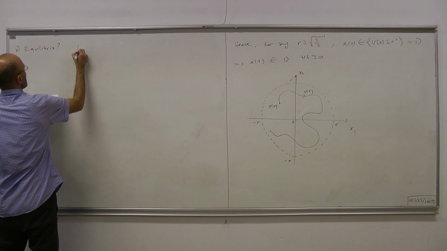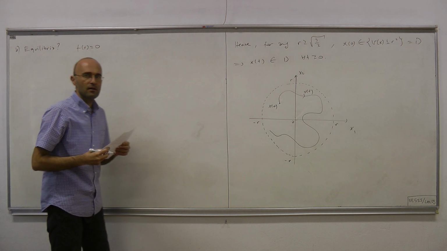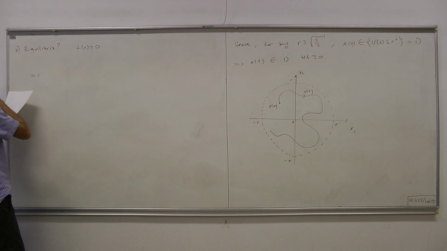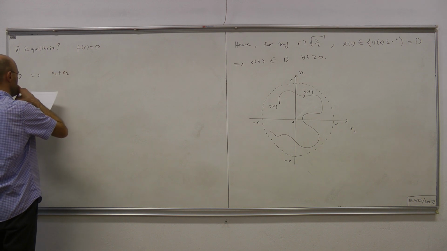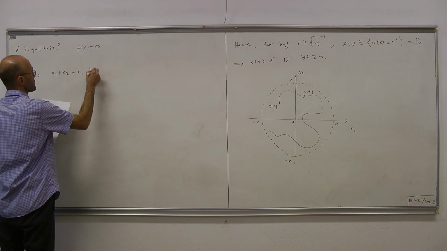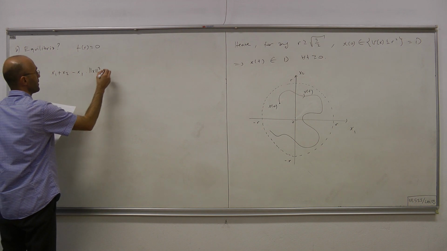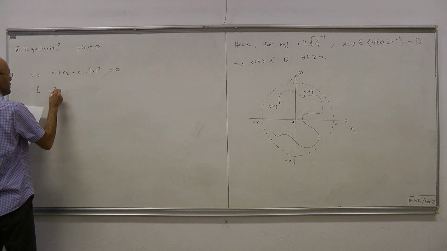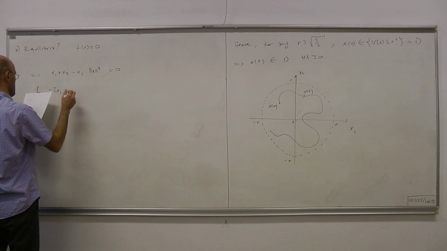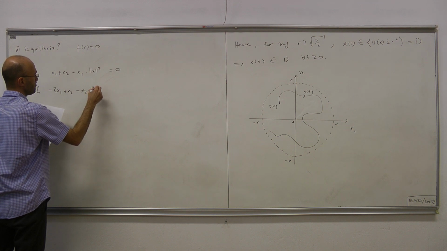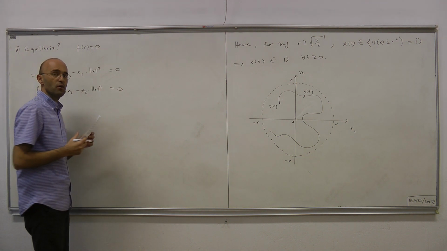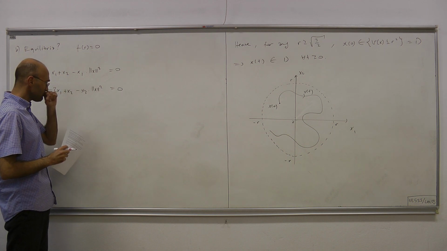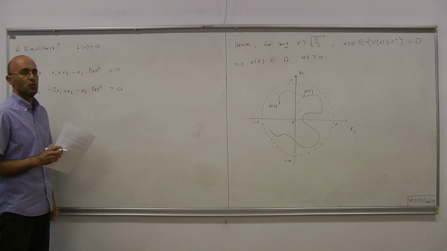For that we're going to solve the equilibrium point equation, that is, f of x equals 0. F of x equals 0 means that x1 plus x2 minus x1 times norm of x squared, this is our f1, should equal 0, and 2x1 plus x2 minus x2 times norm of x squared must also equal 0. Now we're going to figure out the pairs x1, x2 for which these equations are satisfied.